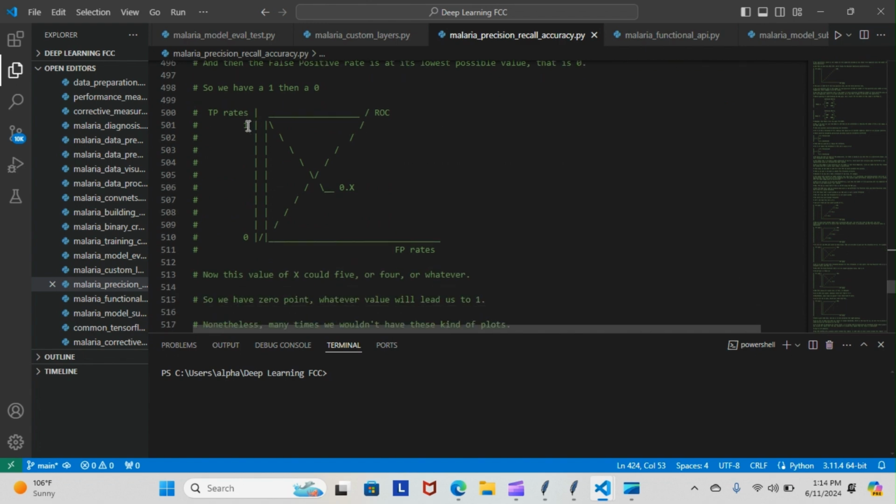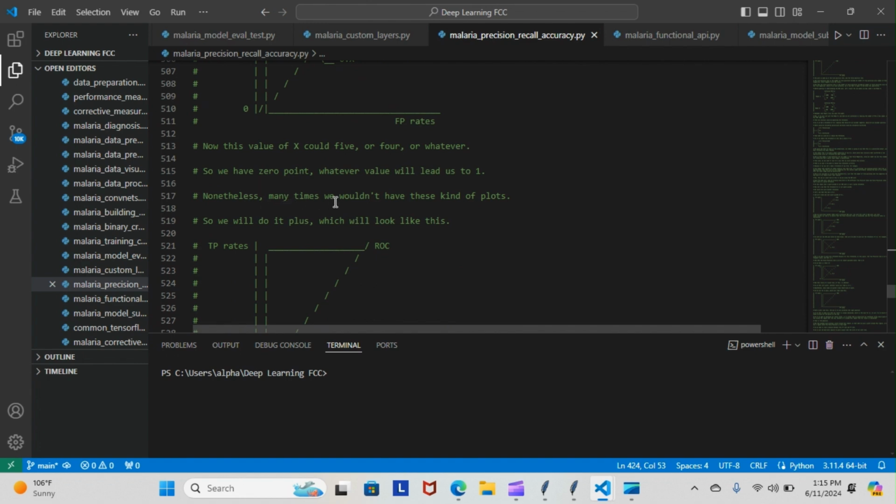You can see that here we have a label. This is the 1 for the TP rates and the 0 for the FP rates. Now this value of x could be 5, 4, or whatever in between the 1 and the 0. So whatever the value is, will lead us to 1.